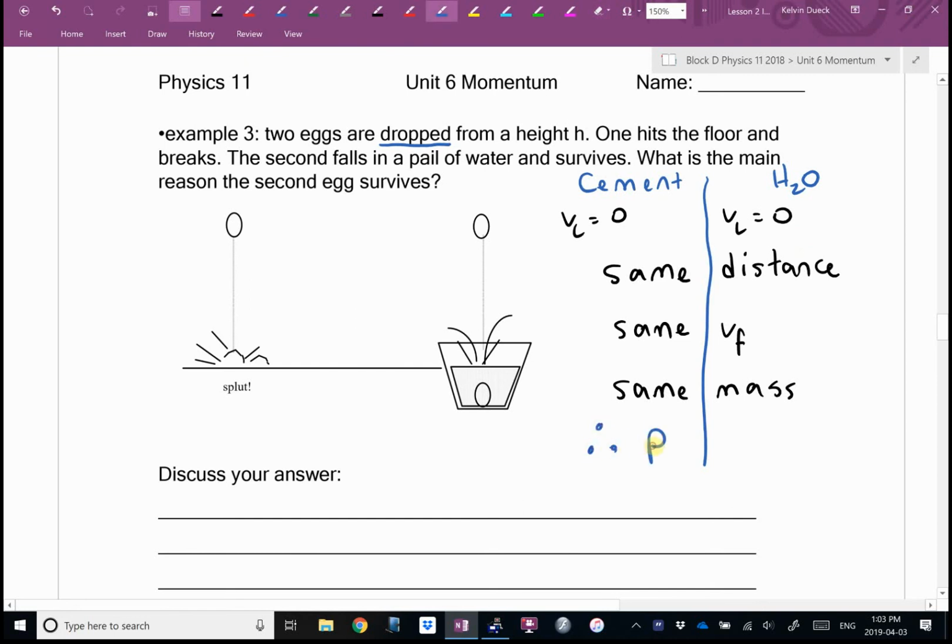Therefore, the change in momentum, the impulse, final minus initial, for the cement egg equals the impulse for the water egg. They both go through the same change in momentum. They both start with the same initial velocity. They both end with the same V final. They both have the same mass.